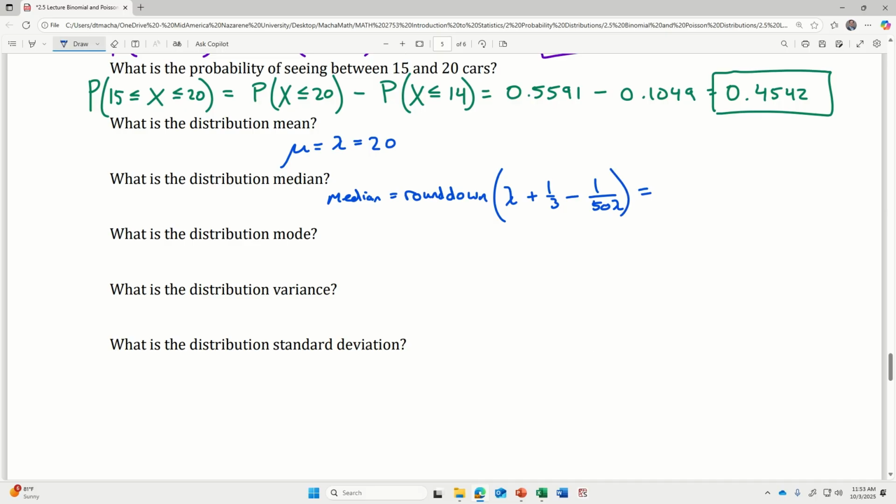Where lambda is 20, so this is 20 plus 1 over 3 minus 1 divided by 50 divided by 20, and that is rounding down the number 20.33, which is of course 20. In your calculator, if you want to do 1 divided by 50 lambda, you would type in 1 divided by 50 divided by 20. That will give you 1 divided by 1,000. So 50 times 20 or is it dividing by lambda?